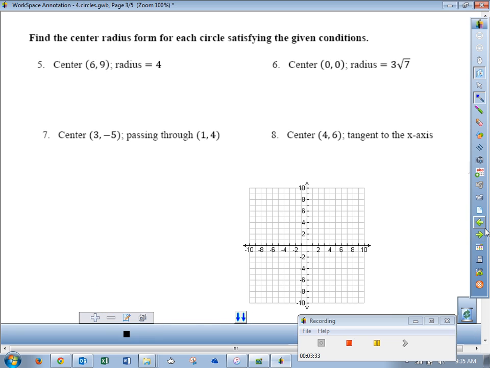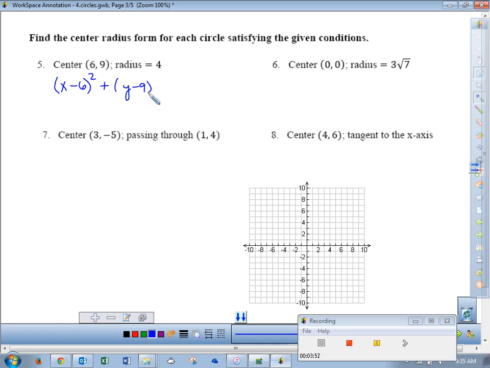Alright. Find the center-radius form of each circle satisfying the condition. So they tell me the center, they tell me the radius, and they want us to write the equation. That would be the quantity of x, and should I do plus 6 or minus 6? Minus 6, don't forget. Squared, that's the big thing I would forget. And then the symbol between is a plus or a minus? Plus y minus 9, quantity squared. And don't forget, if the radius is 4, you need to square it and get 16. Awesome?